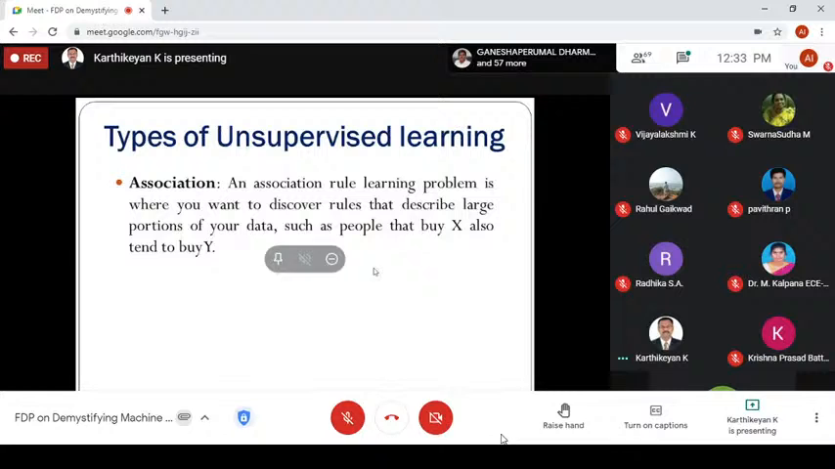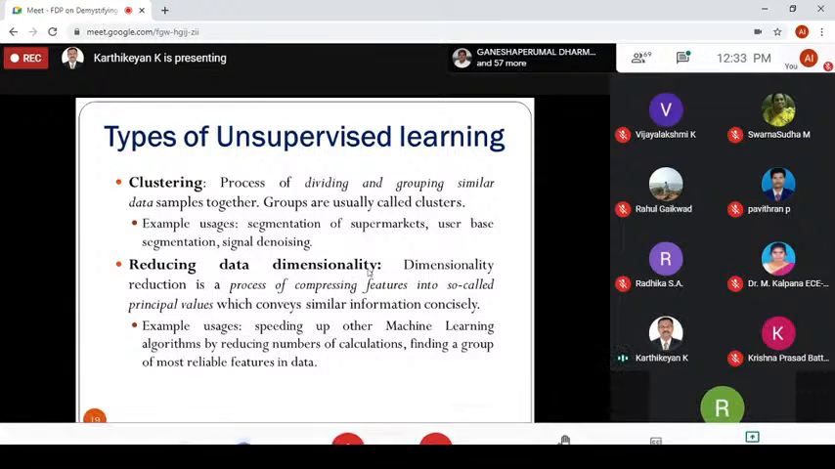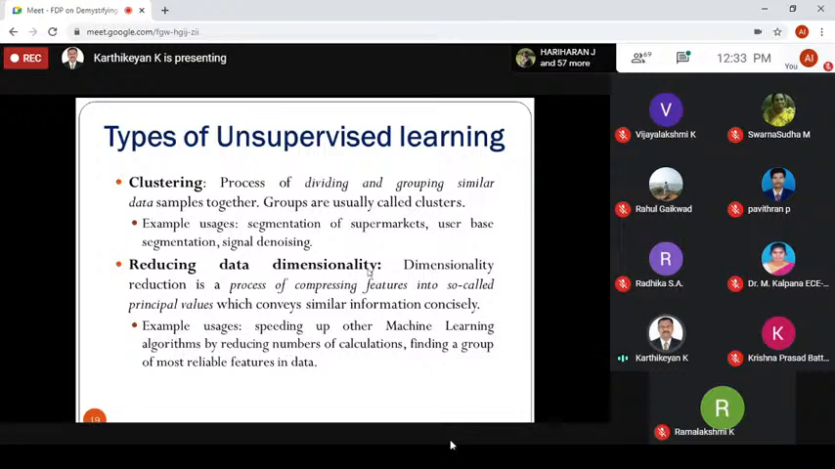That is called association. Okay. Now what is the meaning of clustering? Clustering is the process of dividing and grouping similar data samples together. We want to divide the given data set and group it with similar data. Example usages include segmentation of supermarkets, user-based segmentation, and signal denoising. These are very simple examples of usages of clustering algorithms.